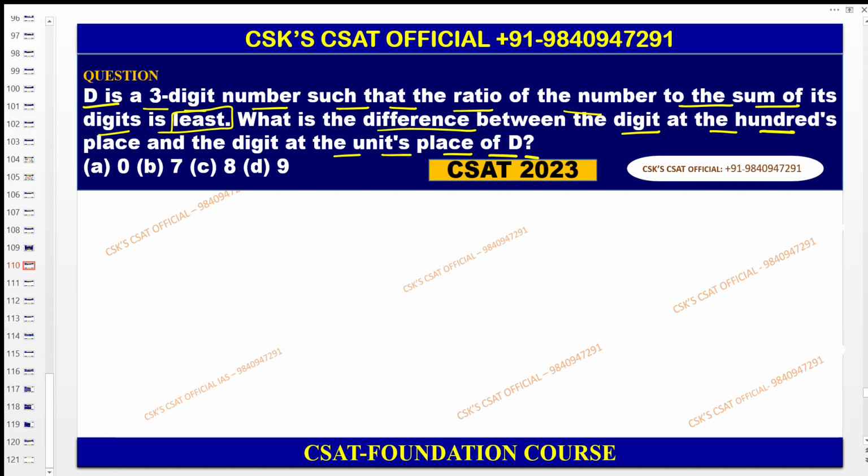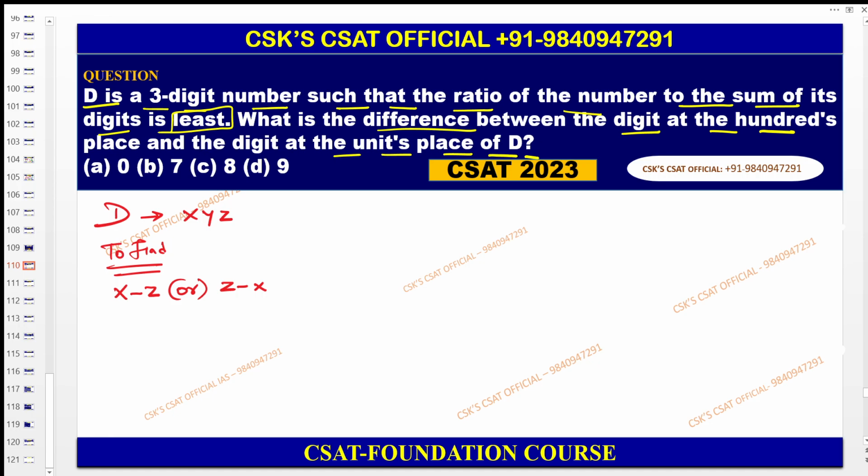So first of all, understand one thing here. D is the 3-digit number XYZ. You can take it in this format. Now they're asking you to find out the difference between X minus Z or Z minus X. So this only they're asking you.